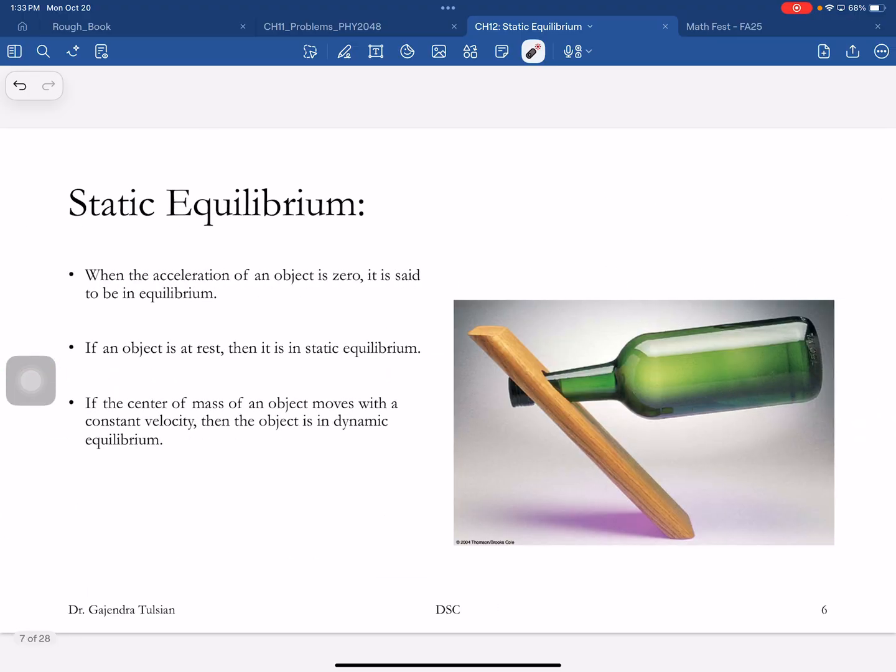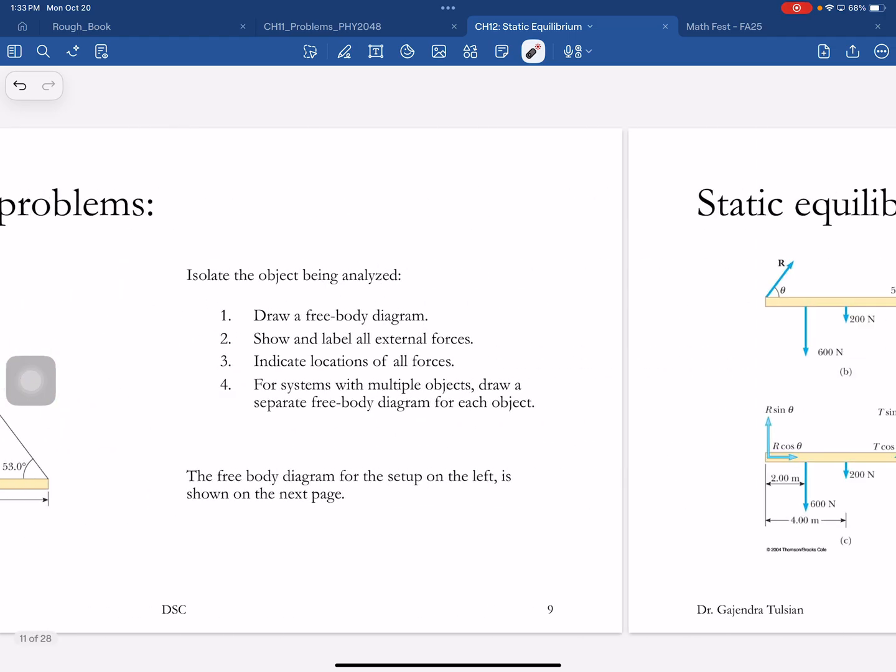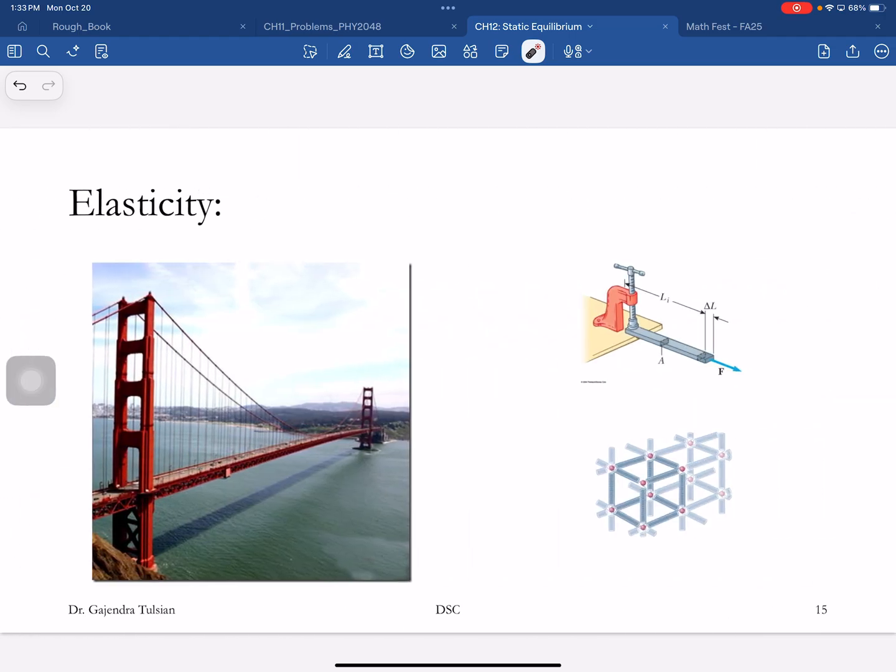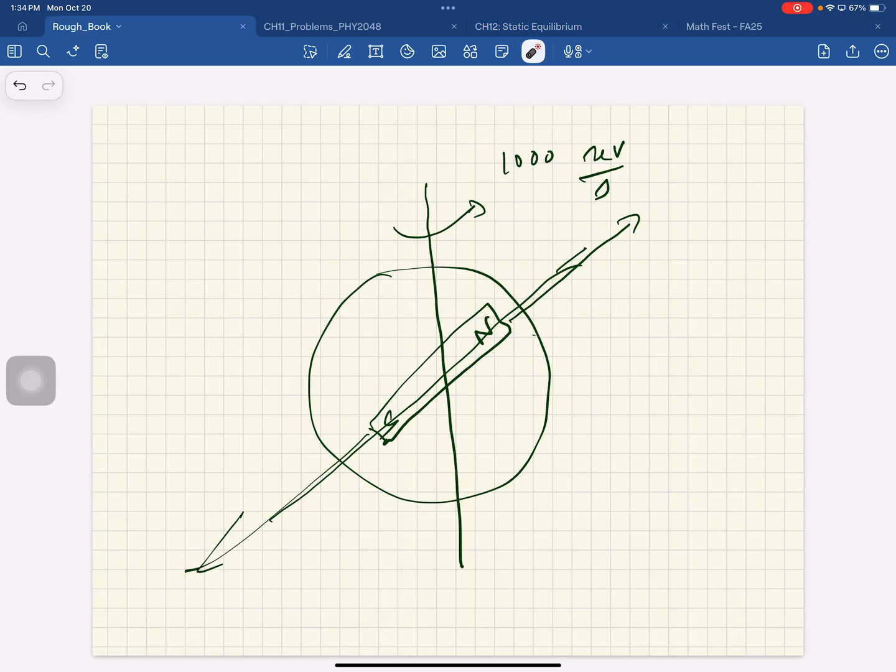Okay? Here's the structure. You drive across it, and what do you want for the structure to be? In static equilibrium. Okay? All right, as you're driving across it, what happens is these cables stretch. Okay? And when you drive away, what do you want to happen to the cables? Go back to its original shape. That is elastic behavior. Okay? All right, so you see both of those ideas in this picture.